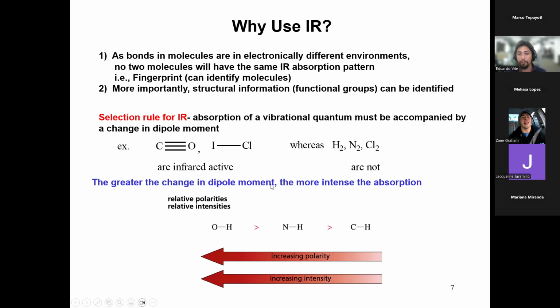The greater the change in the dipole moment, the more intense the absorption, the stronger the peak will be in the spectra. And you can see here, CH is smaller than NH, which is smaller than OH. And so as the polarity increases, the intensity also increases. Does that make sense? Everything okay so far? You just need polarity. If the bond is not polar, you will not see it. There has to be a dipole moment present in the bond.